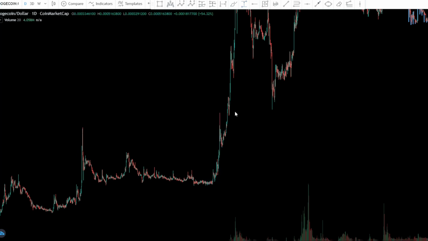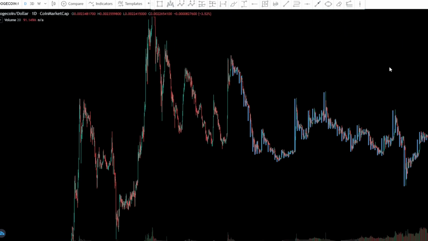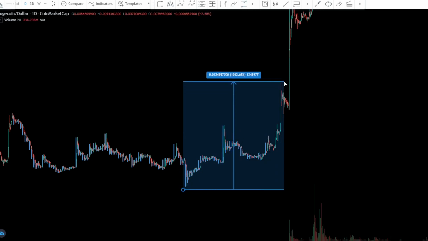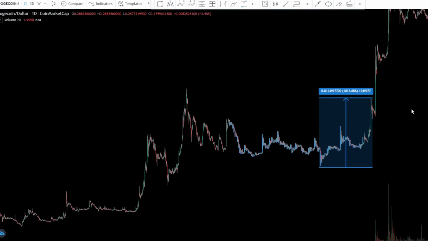But as you can see, this is not the end of the move, right? This move right here from the very lowest point, before the initial rejection, was 1,000%. But I mean, this was Dogecoin, right? You know how Dogecoin behaves.